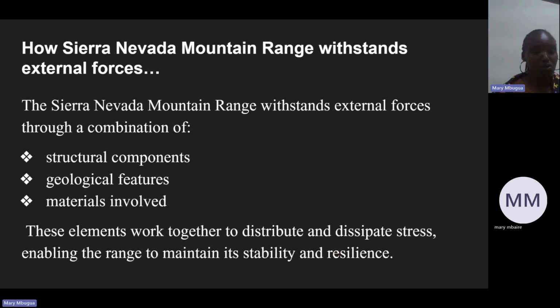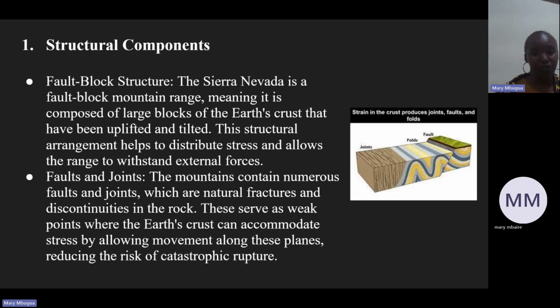The mountain range is able to withstand external forces as a result of the structural components, the geological features, and the materials that are involved. For the structural components, you have the fault block structure, the existence of faults, and they tend to enable the release of extensive forces, which reduces the risk of catastrophic rupture, and joints are also part of this structure.